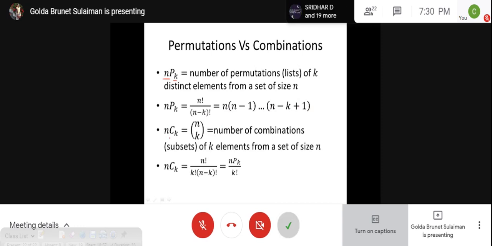And the combination, nCk, we also write like this, n choose k. We usually read this symbolic representation as n choose k is the number of combinations of k elements from a set of size n. See, here it is a list, this is a subset. And nCk is equal to n factorial divided by k factorial into (n minus k) factorial, which is nothing but nPk divided by k factorial.